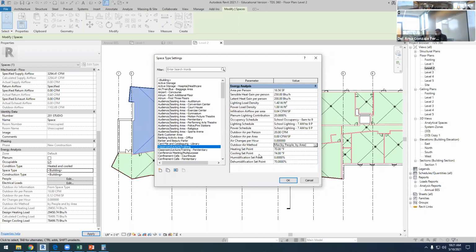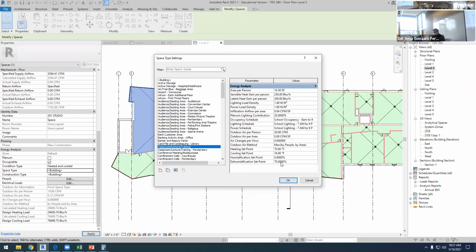The heating set point is 70, the cooling set point is 74. That's interesting because in winter, we set the comfort temperature slightly lower than in summer. Why? Because in winter, we usually wear more clothes, and in summer, we wear less clothes. So usually we tend to set the comfort temperature between 70 and 75, but the heating set point is closer to 70 and the cooling set point is closer to 75. So that makes sense.